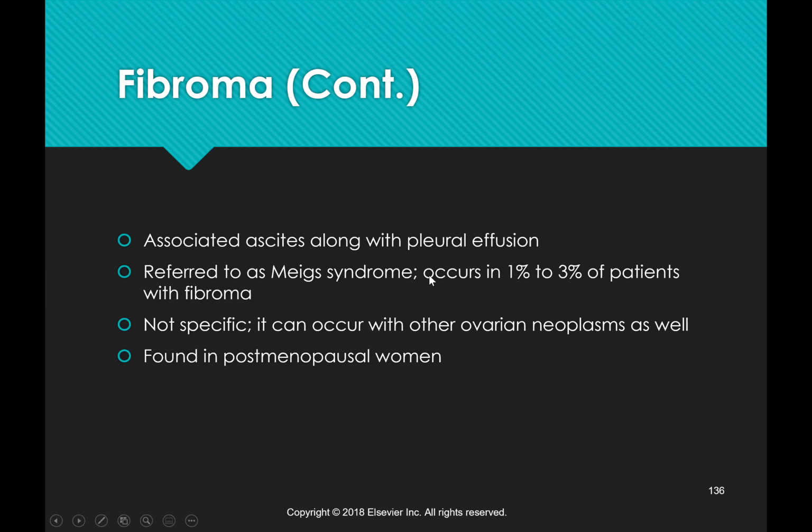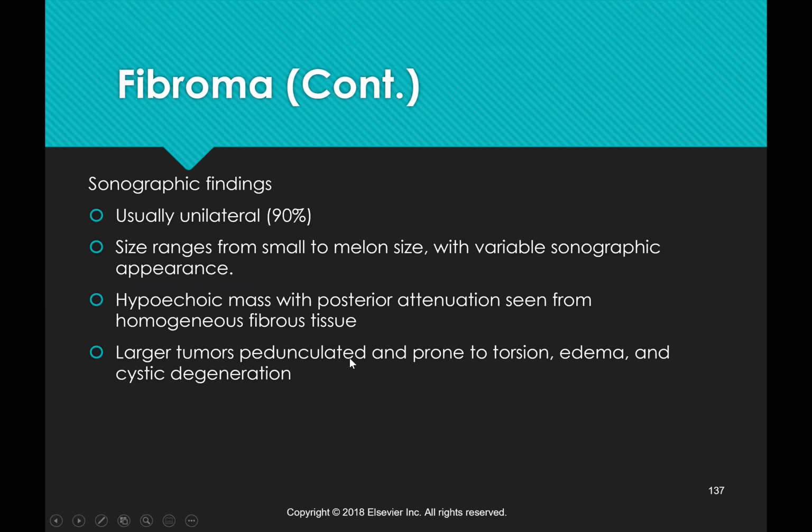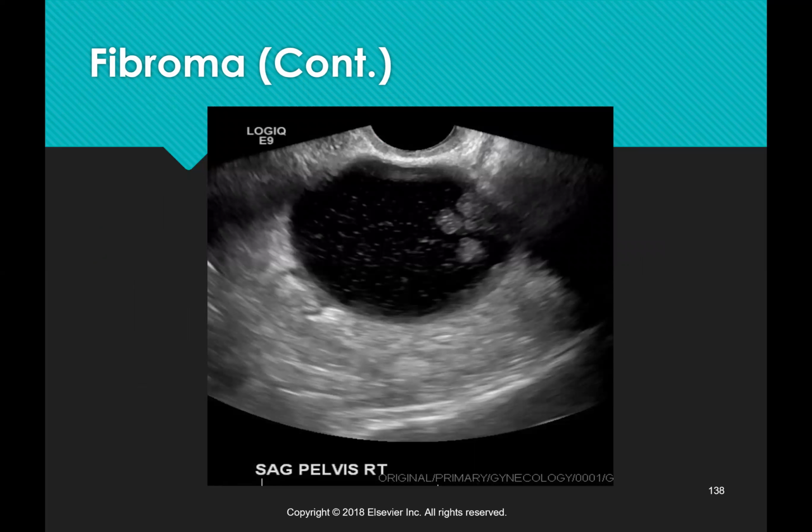Meigs syndrome is where there's ascites and pleural effusion at the same time. Found in postmenopausal women. They're usually unilateral. And sometimes if they get too large, they can torse. That's what one of them looks like.